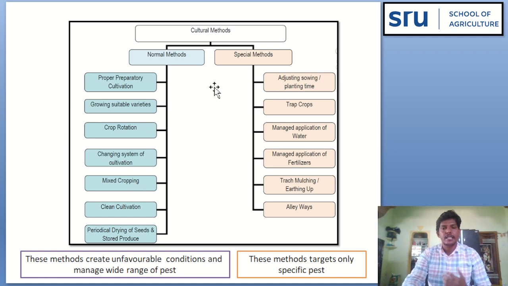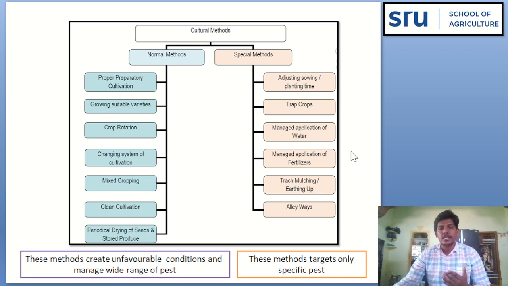See here a list of the cultural methods. Normal cultural methods include proper preparatory cultivation, growing suitable varieties, crop rotation, changing system of cultivation, mixed cropping, clean cultivation, periodical drying of seeds and stored products. All these methods create unfavorable conditions and manage a wide range of pests. That's why these are the normal methods.